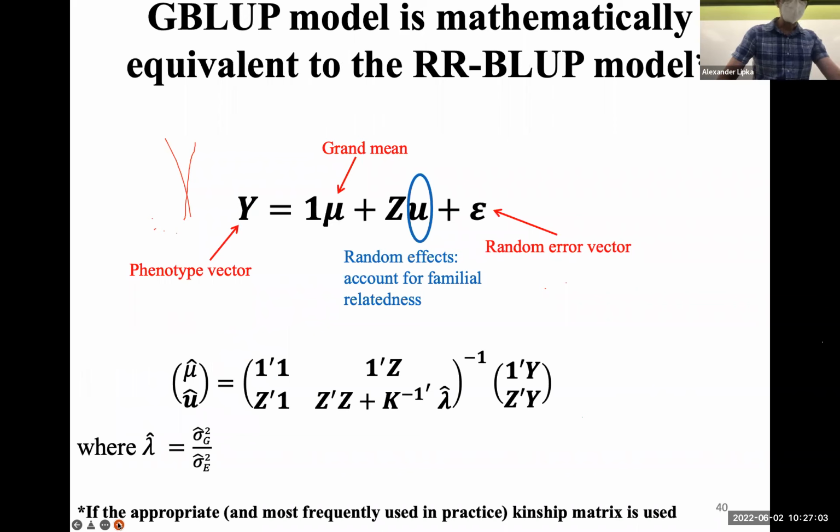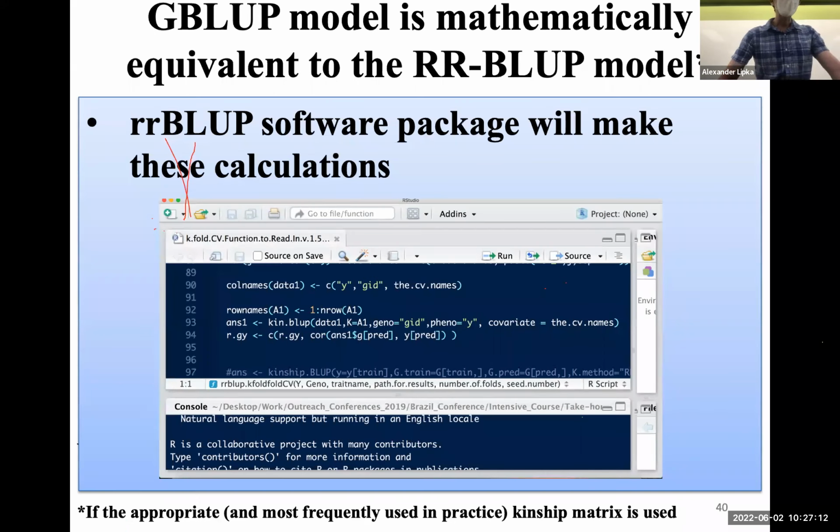And then this is how we estimate the grand mean and our BLUPs for our line effects. And then we can use, for example, the rrBLUP software created by Professor Endelman at the University of Wisconsin, which is what I use if I want to do genomic selection in a pinch.